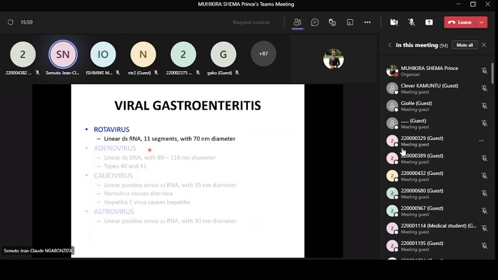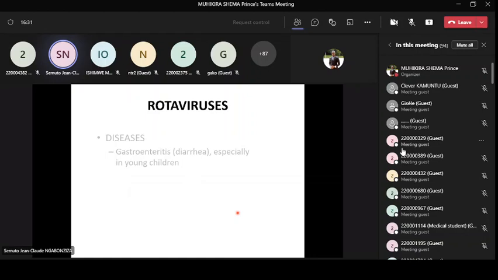Rotaviruses are linear, double-stranded, segmented, with 11 segments. Adenoviruses are double stranded DNA, and we have seen they have many types. Caliciviruses are linear, positive sense, single strand RNA. And astrovirus is linear. You will read all this. So rotavirus is the main cause of viral gastroenteritis, causing diarrhea especially in young children.